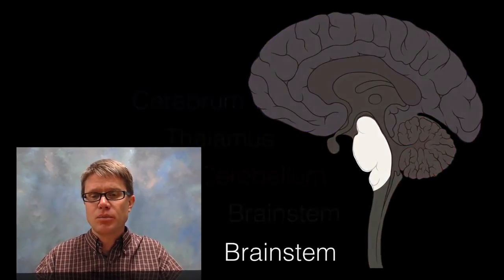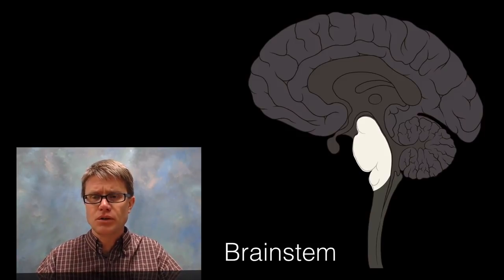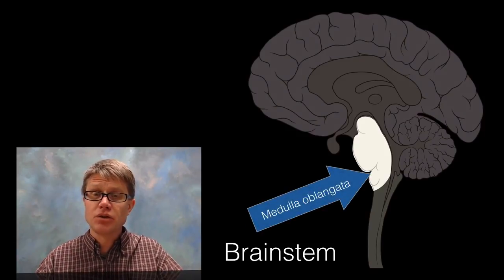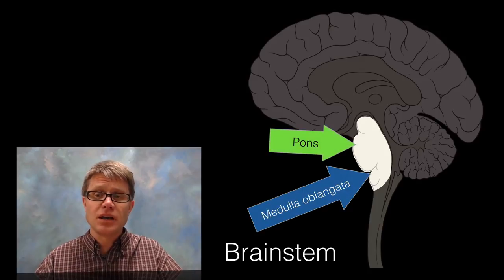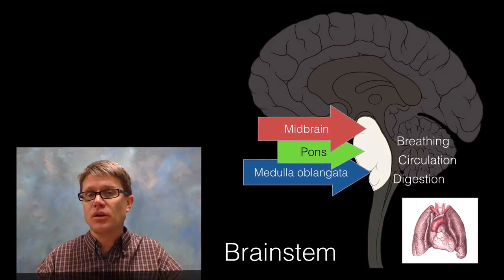And so let's begin with the brain stem. The brain stem is broken down into three individual structures. So if we start at the bottom, we've got the medulla oblongata, the pons, and then we finally have the midbrain. And so those three things, medulla oblongata, pons, and midbrain, make up what we call the brain stem.